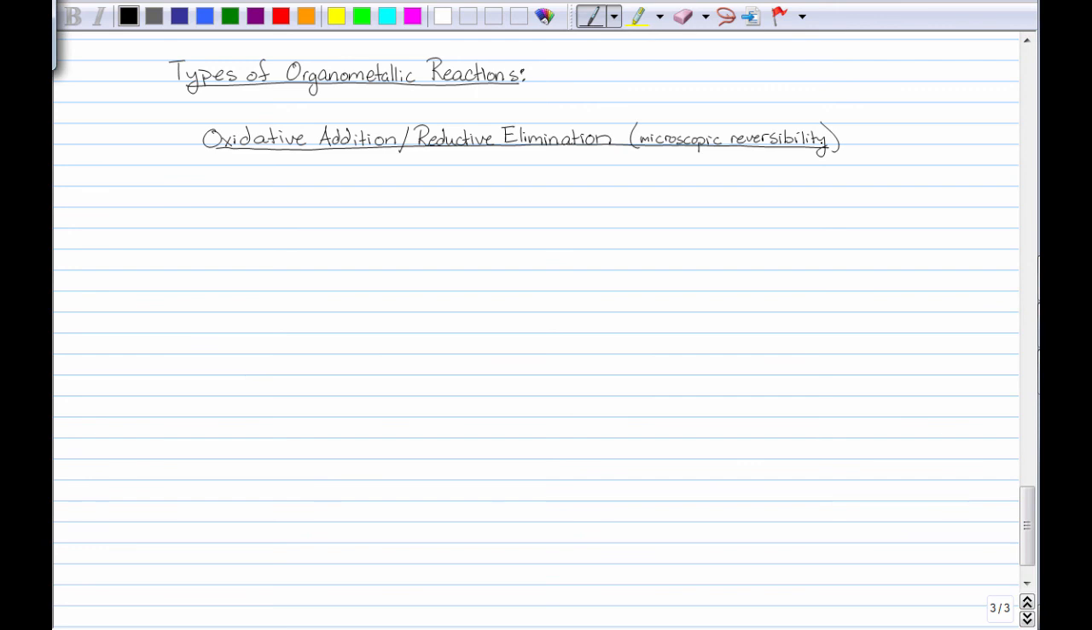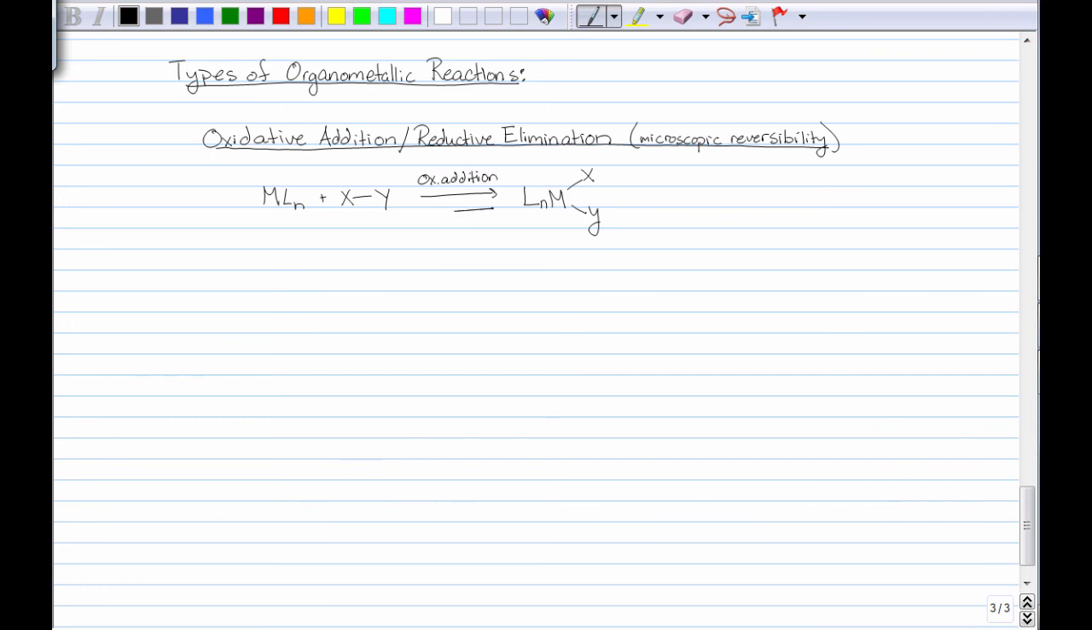So let's start with oxidative addition and reductive elimination. And we're going to apply the principle of microscopic reversibility and say these things are really just opposites of one another. So when you take a metal ligand complex and you add something like this XY general molecule, what you're doing is you're breaking the XY bond and you're making a new metal-X bond and a new metal-Y bond. This is oxidative addition.